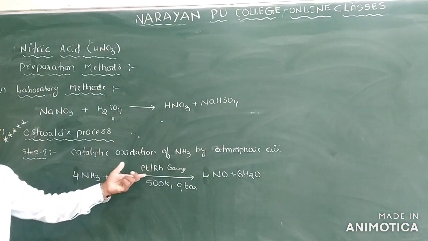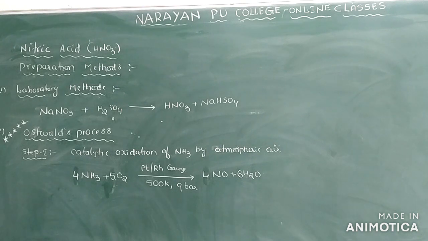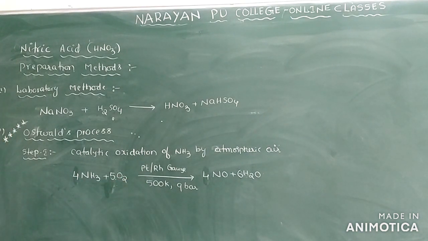Clear? Or the oxidation number method also can be used to balance this equation. Clear? Because you have to balance, otherwise you will not get the marks. Clear? This is the first step. Next, step 2.